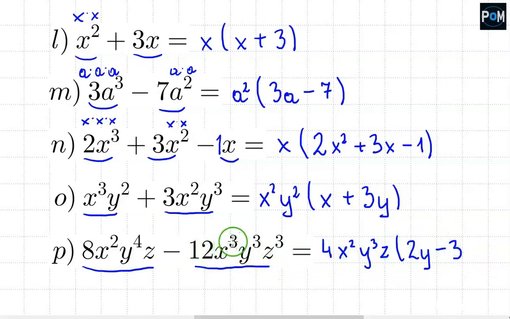X was to the power of 3. I took x squared out of the brackets, so I have x left here. There was a y to the 3rd power. I took out a y to the 3rd power, so there's no y here. And there was also z to the 3rd power, but I took out a z, so here I have z squared left.